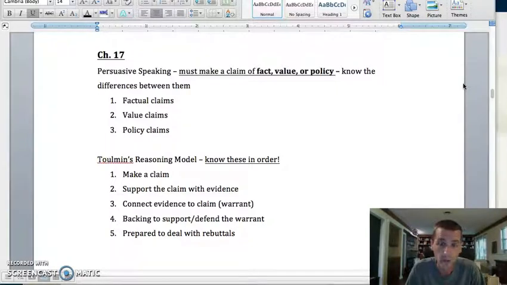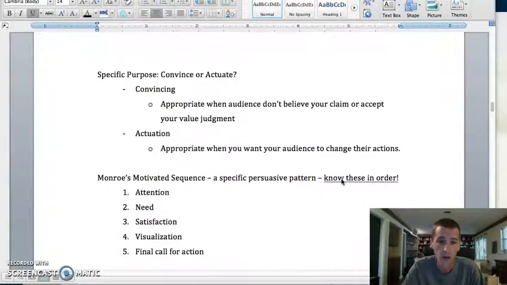This is called the warrant. Sometimes that warrant isn't even clear and you have to explain it. You have to explain the connection between the research and the claim. This is called backing. Backing supports or defends the warrant. And then finally, being prepared to deal with rebuttals, either a Q&A session at the end or even if there's not a Q&A session at the end, I think it's very helpful to think about what would be some objections to my claim, what would be some problems that people would have with it, and address those right within the speech. Deal with rebuttals within the content of the speech. So that's Toulmin's reasoning model and the order.